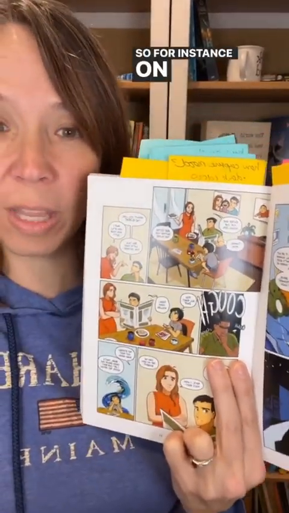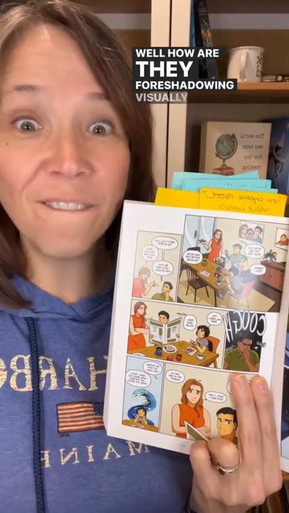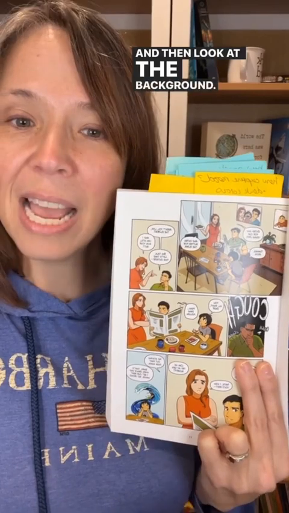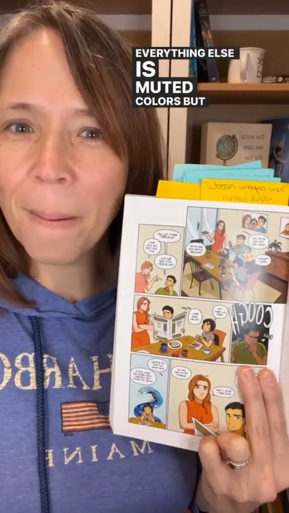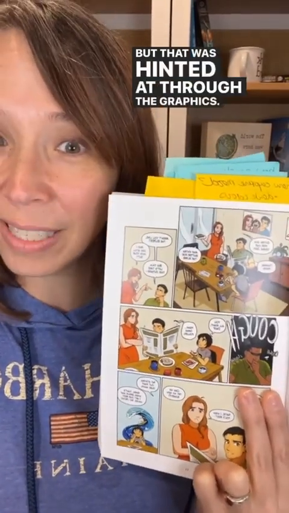So for instance, on this page early on, see the dad coughing in that panel? How are they foreshadowing visually that this cough isn't just a regular cough? It isn't just a cold. First, they've given it its own panel. So that brings our attention to the coughing. And then look at the background. Everything else is kind of muted colors, but the dad coughing is in a black panel. So yeah, the dad actually dies in just a few pages, but that was hinted at through the graphics.